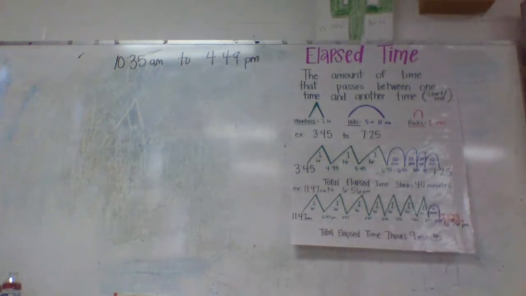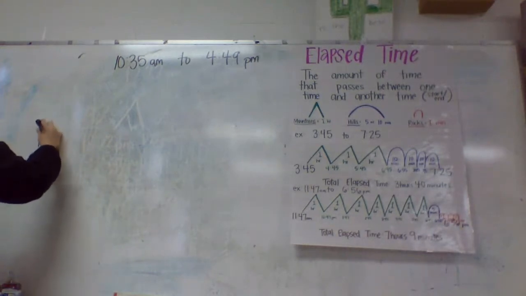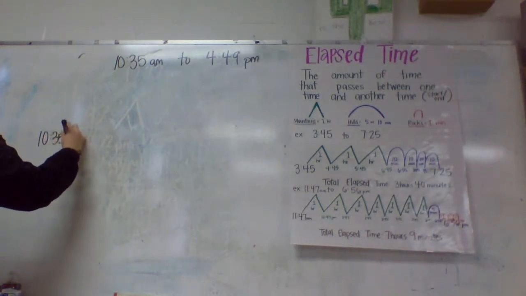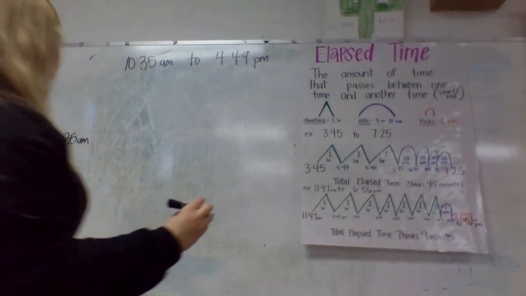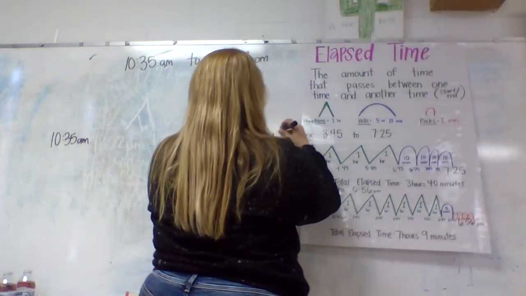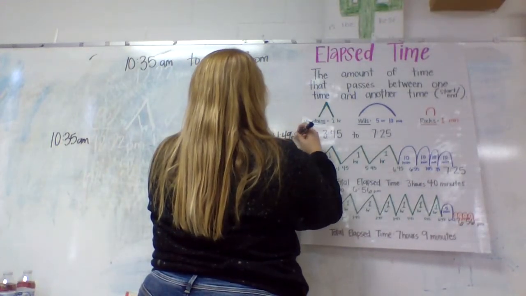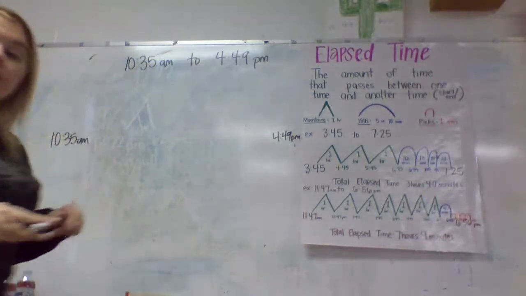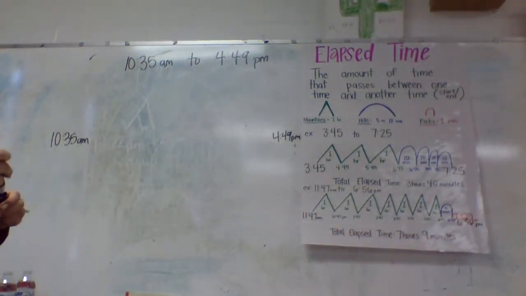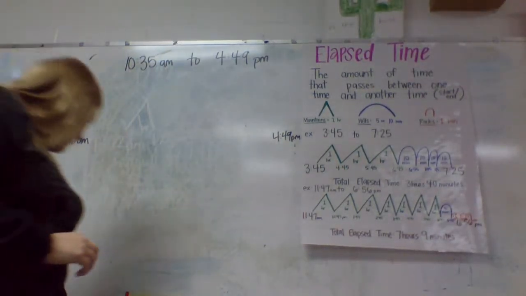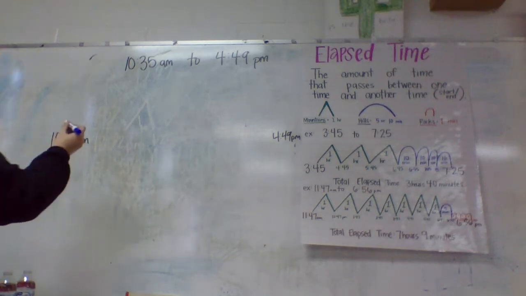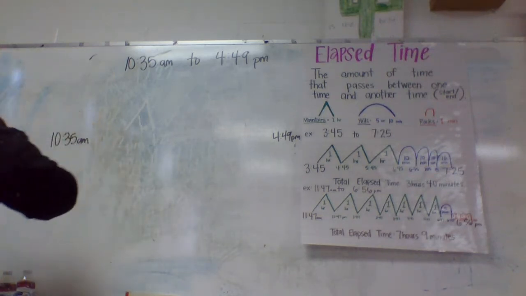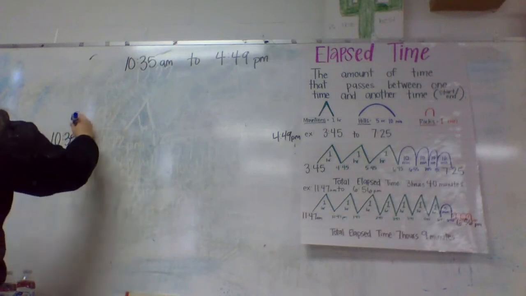So you set up on your side. We know we're starting at 10:35 a.m. Make sure you can see that. And we know that we're going all the way over here to 4:49 p.m. So we know we are changing from morning to afternoon. So we need to make sure we think about that. So now we're going to start with our mountains, because I know that I'm at least an hour away. And I'm going to make my mountains kind of close together because I don't have a lot of board space.